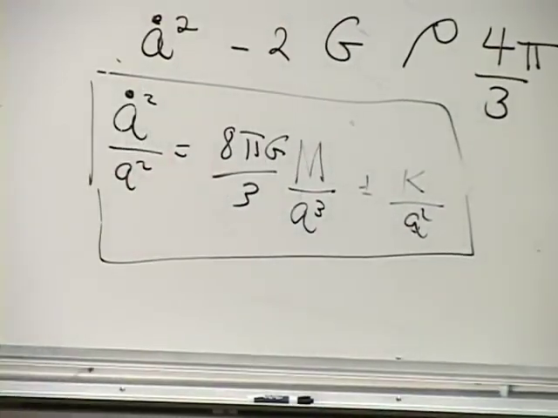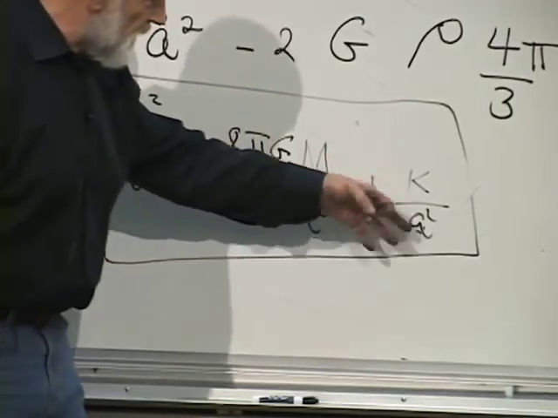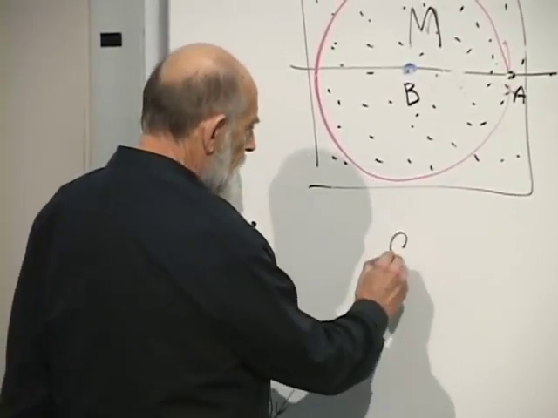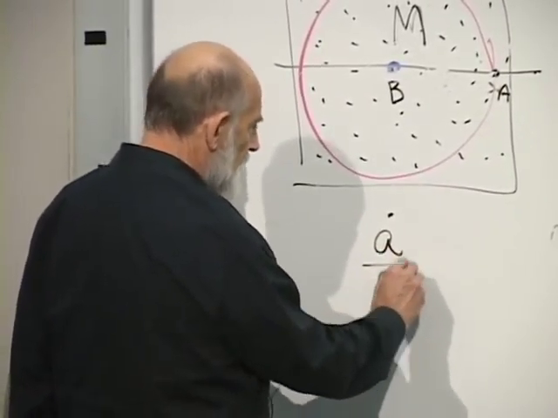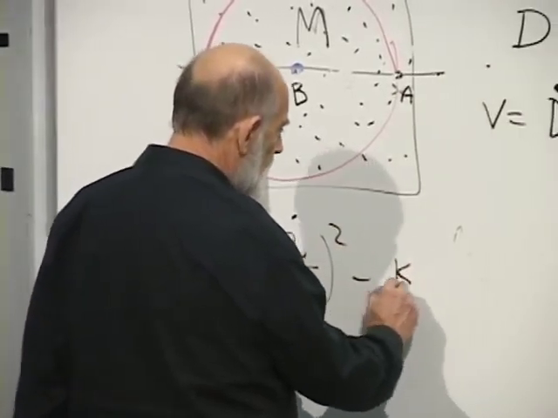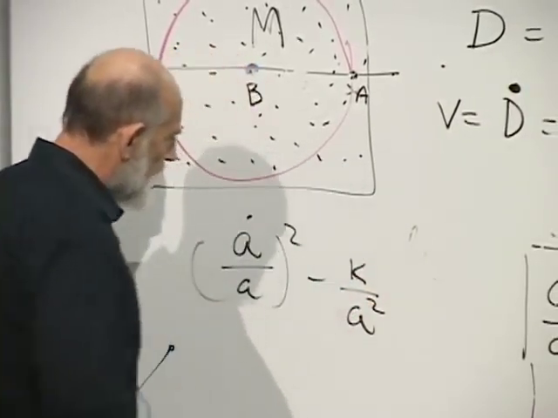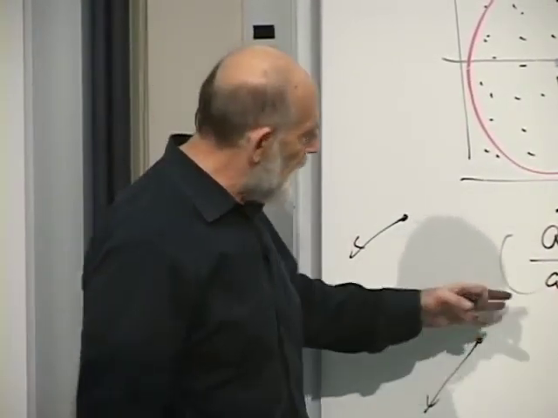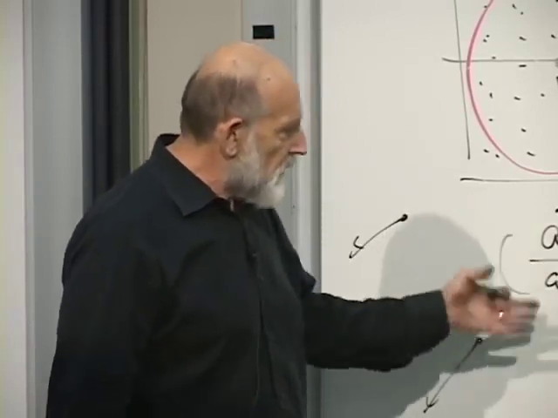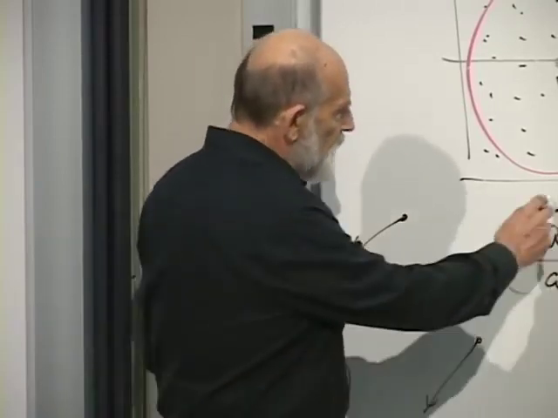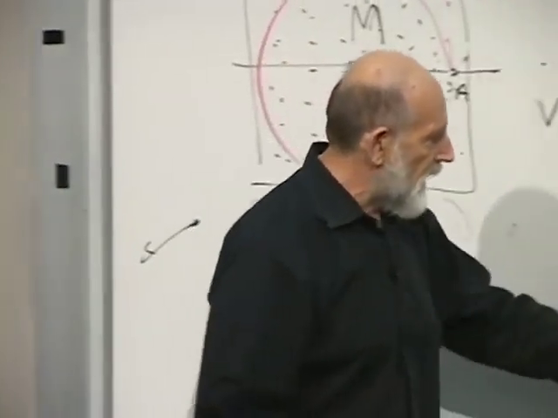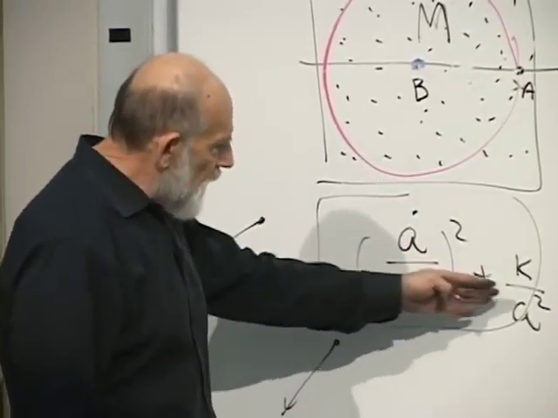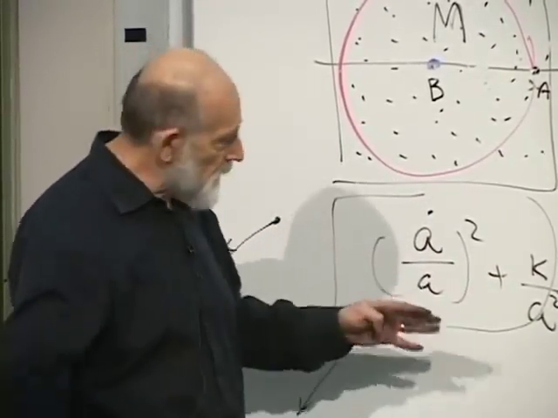Here, let's just look at it. K is a number, a pure number. So A dot over A squared minus K over A squared. This has to do with geometry. It has to do with how the universe is expanding. It has to do with the metric. A is connected with the metric of space. So what's on the left-hand side, I've transposed this to the left-hand side over here. Plus or minus, probably plus. What's on this side here has to do with geometry, the geometry of expansion.